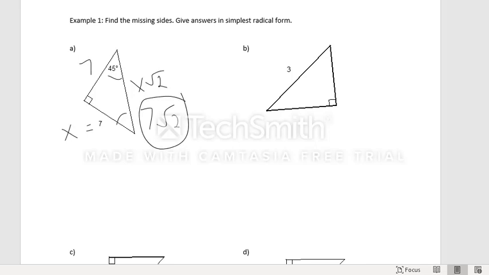All right. In B, we're going to label this x. The sides are x. The hypotenuse, always identify your hypotenuse. That is going to be equal to x times the square root of 2. This side is also x. What we have now is an equation. 3 is equal to x times the square root of 2. We want to get x by itself, so divide both sides by the square root of 2.